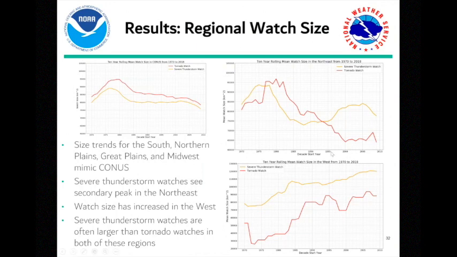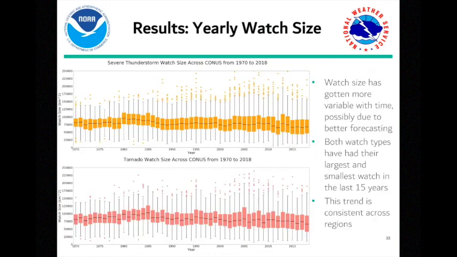So on the right side, I have the Northeast and the West, and here you'll see that the Northeast has seen a secondary maximum in severe thunderstorm watch size in the late 90s and early 2000s, which is really interesting because this pattern doesn't show up for tornado watches. Also across the West, both watch types have been seeing a general increase in watch size throughout the time frame. What's also unique to both of these regions is that it's not unusual for severe thunderstorm watches to be larger than tornado watches.